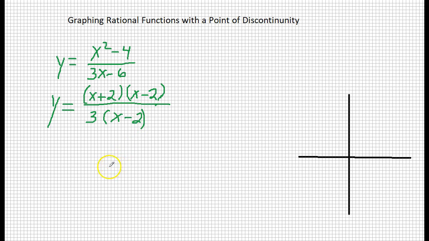All right, so what do you think is going to happen here? Well, take a look. This cancels out. Oh, interesting. And this is really the same thing as saying y equals, instead of just 3, having x plus 2 over 3, we could write this as 1/3 times x plus 2.